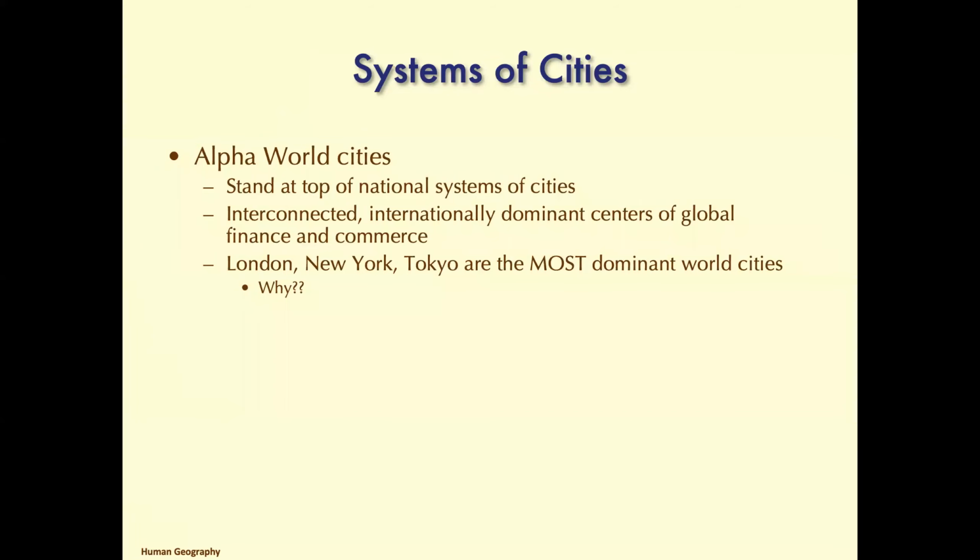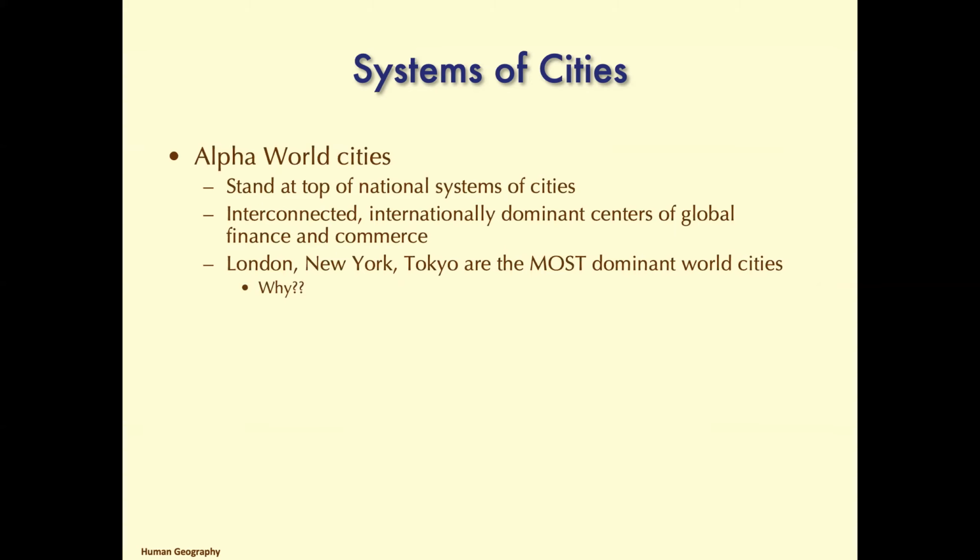Again, alpha world cities stand atop the national system of cities. They're interconnected, internationally dominant centers of global finance and commerce. New York, London, and Tokyo. These are the most dominant cities in the world. They basically exert dominance over that entire area of the world. So think about the New York Stock Exchange, the London Financial Times Index, and the Tokyo Nikkei average.